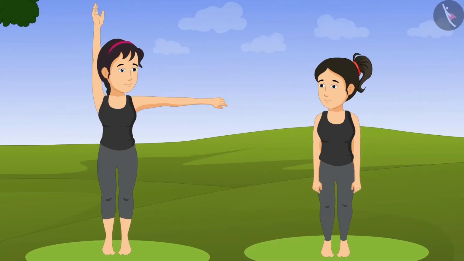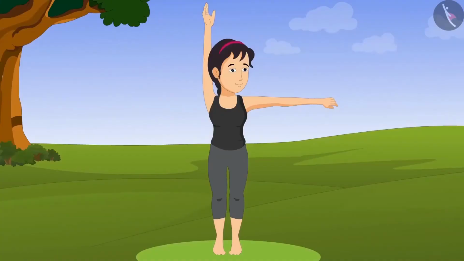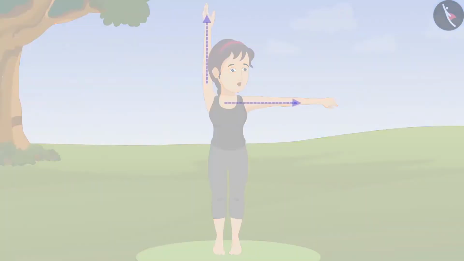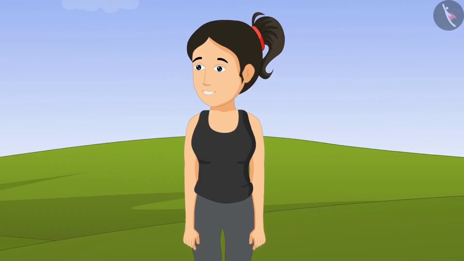Angle? But how? Do you remember what I had told you about the angles? When two lines join at one point, then an angle is formed between them. Suppose my two hands are two lines and my shoulder is the point where these lines are joined, then an angle is formed between my hands. Oh yes, but Didi, why did you make only this angle?